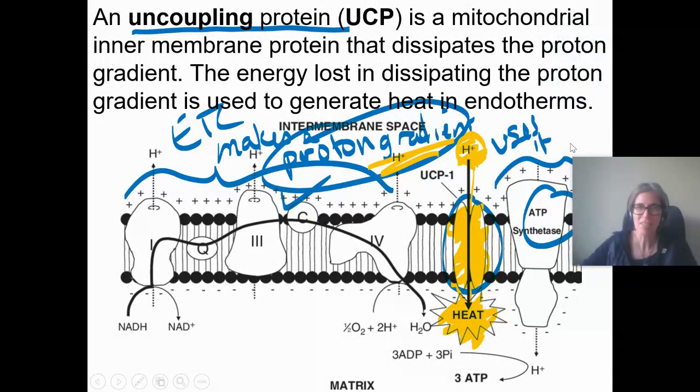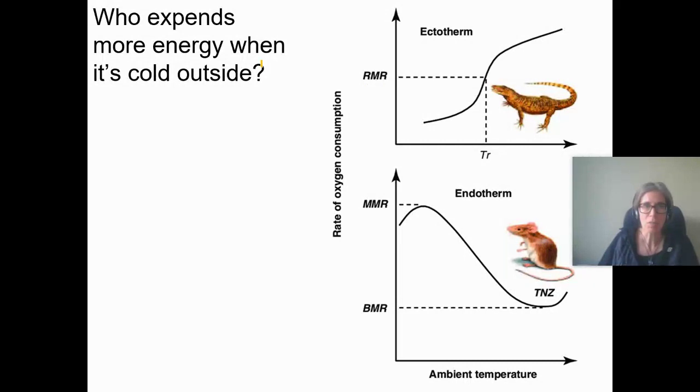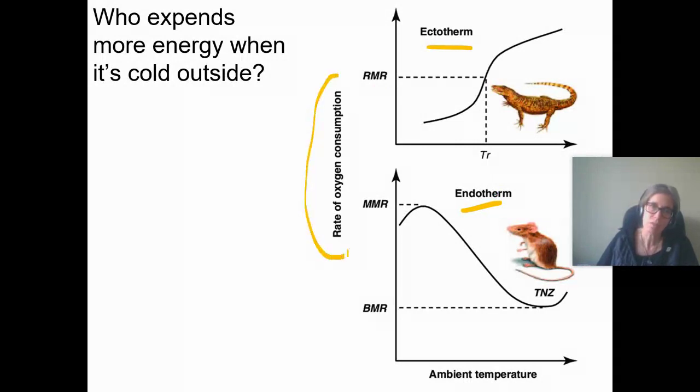So let's just read this through. The uncoupling protein is a mitochondrial inner membrane protein that dissipates or gets rid of the proton gradient. The energy lost in dissipating the proton gradient is used to generate heat in warm-blooded animals, endotherms like us. So here's a graph that you might see comparing ectotherms, cold-blooded animals, with endotherms, warm-blooded animals. So this is the rate of oxygen consumption, which is directly proportional to cellular respiration, right?